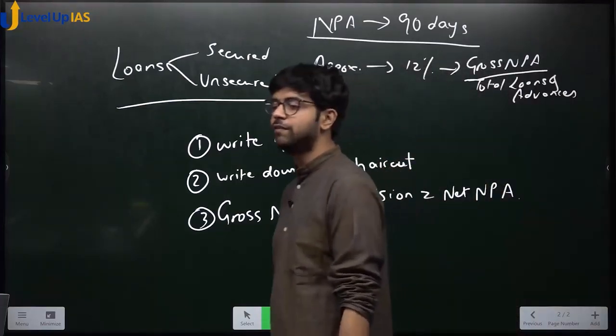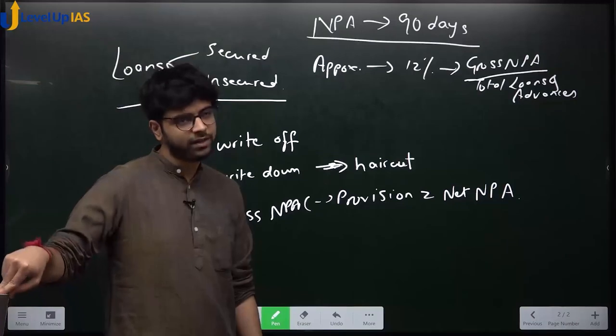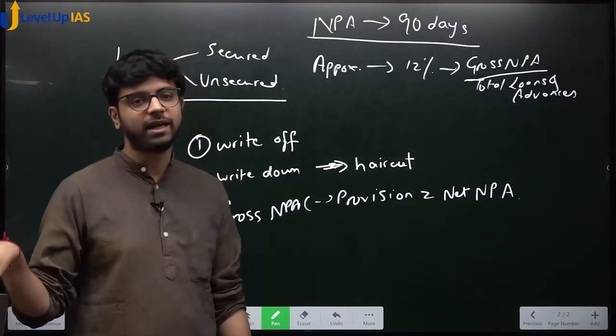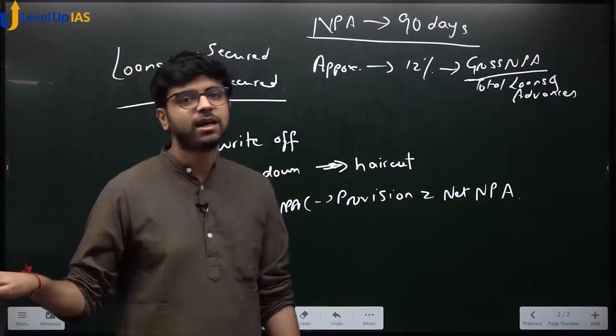For example, you have given 100 rupees worth of loan. That guy is saying, ki, sir, 90 I will be able to repay. You say, fine, give 90. 10, I am taking it as my loss. So, that 10 would be called a haircut. Haircut is often expressed in terms of percentage. So, 10% haircut means what?